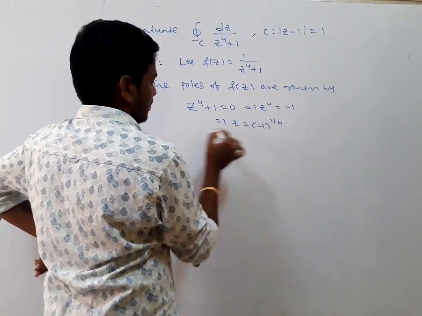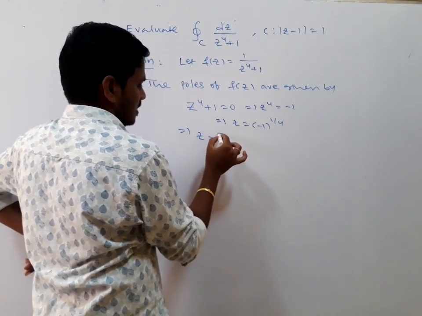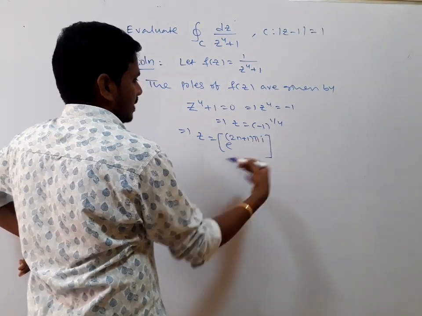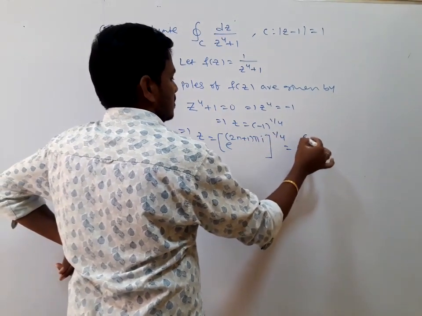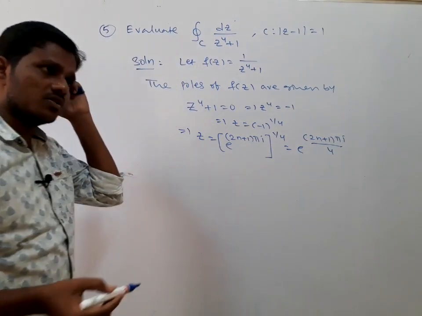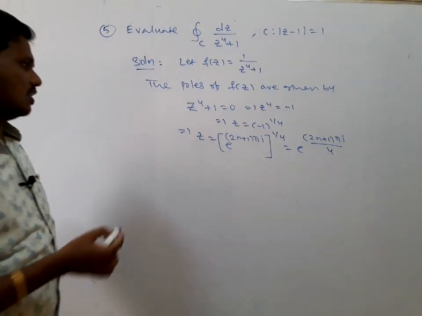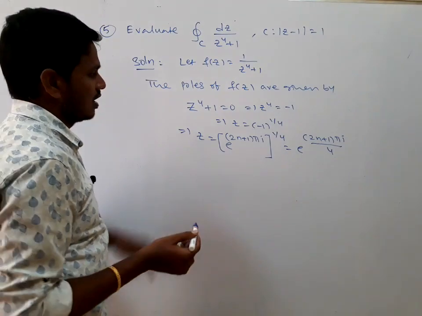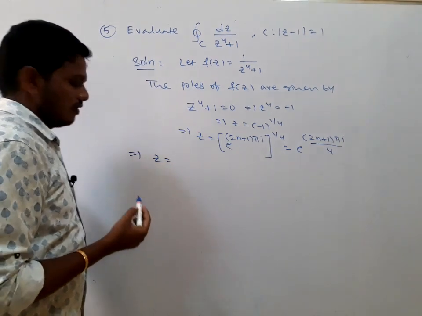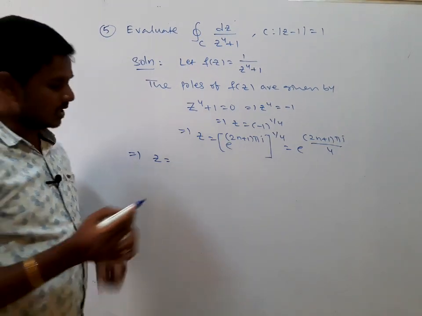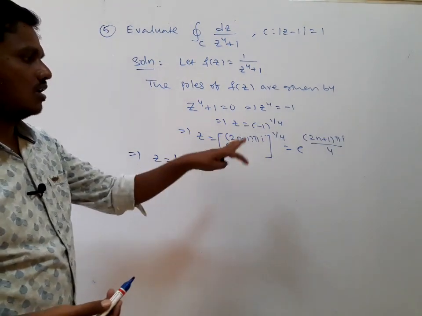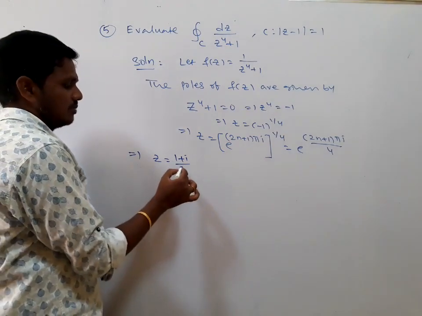z equals minus 1 whole to the power of 1 by 4. You can write it as e to the power of (2n plus 1) pi i, the odd multiple of pi i, whole to the power of 1 by 4, which is e to the power of (2n plus 1) pi i by 4. By taking different values of n you get different roots. Writing the roots directly, if I take n equals 0, you get e to the power of pi i by 4, which is 1 plus i by root 2.